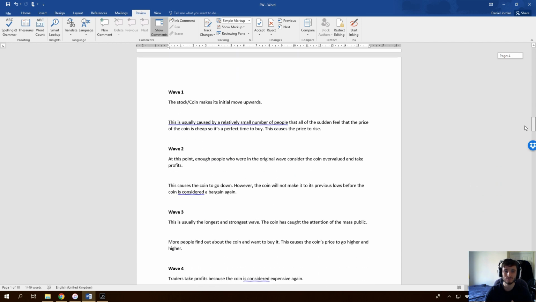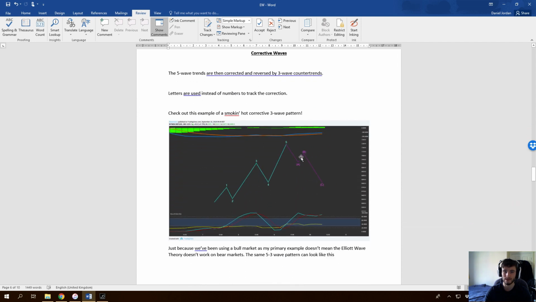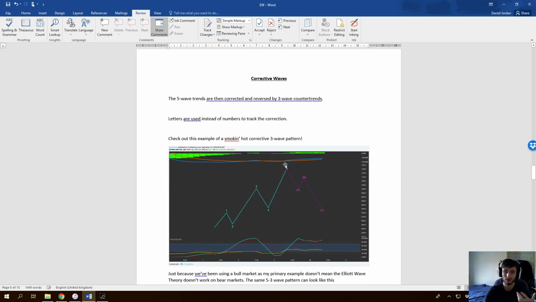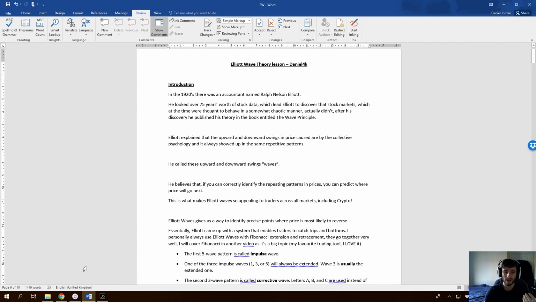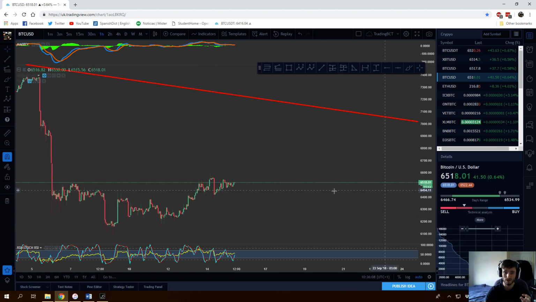Lesson number 2, I plan to cover the corrective waves, so the A, B, C corrections. So lesson number 1 covers the impulse, lesson number 2 covers the corrections, and lesson number 3 and maybe 4, if I don't manage to cover it all in time, will be examples. I will be going over so many examples, in live trades, so we can see live how Elliott Waves actually works.